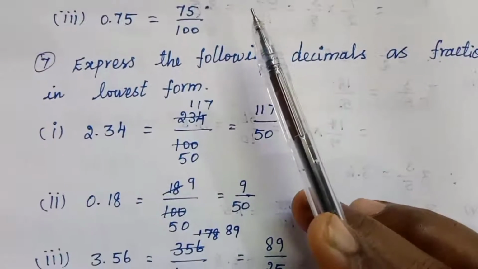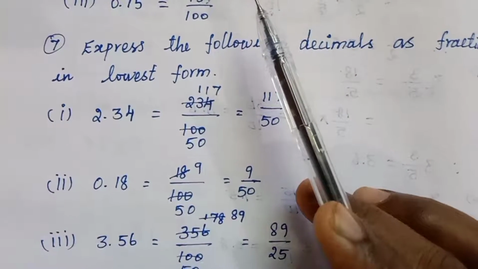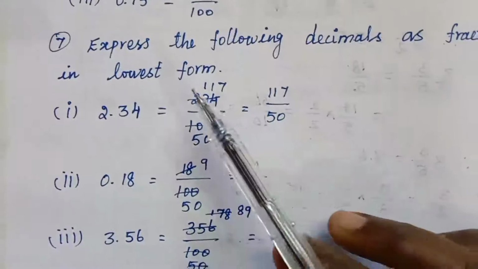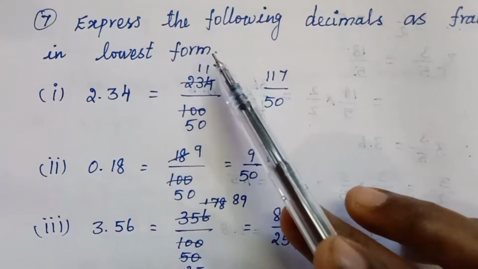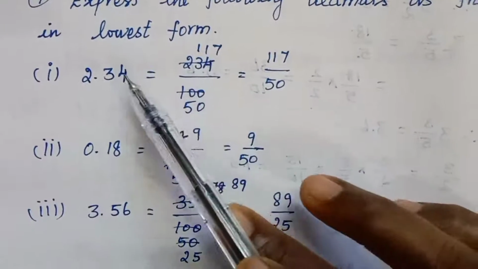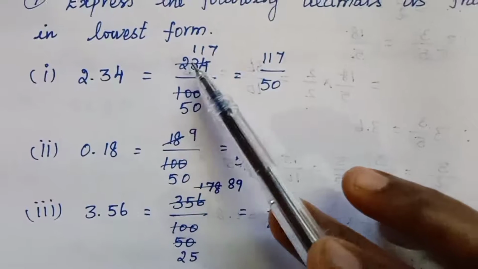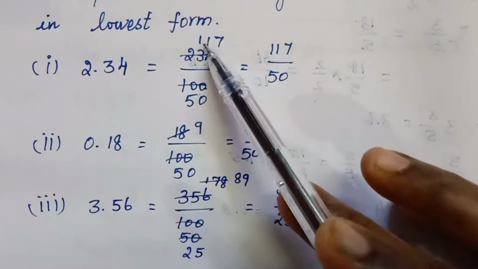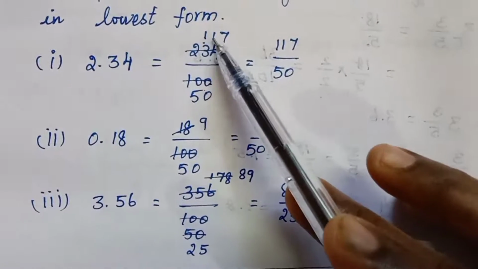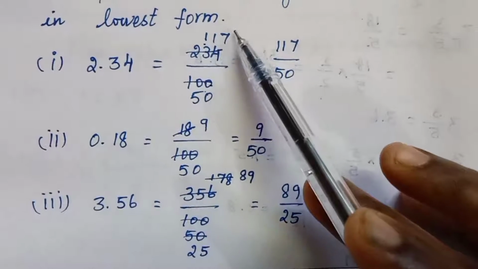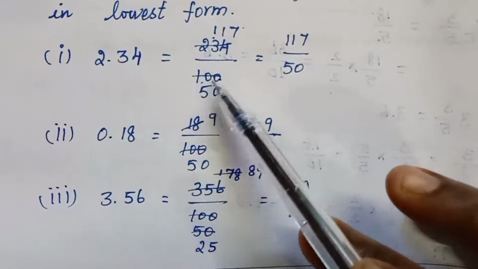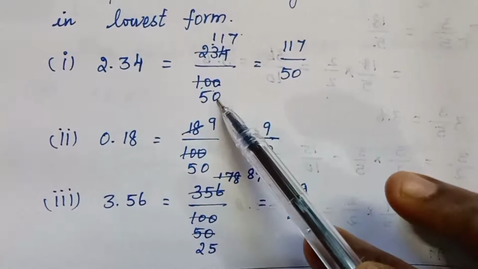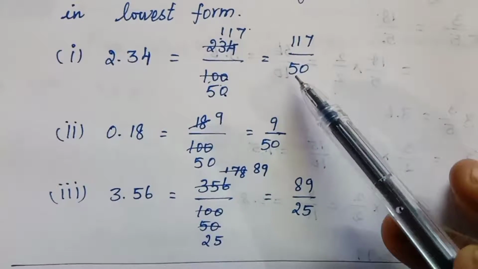The seventh problem: express the following decimals as fractions in the lowest form. In the previous problem we just made it a fraction. Here they asked for the lowest form, so you have to cancel. 2.34 is 234 by 100. Cancel by the 2 table: 1 2 is 2, 1 2 is 2, balance 1, 7 2s are 14, 5 2s are 10. So 117 by 50.